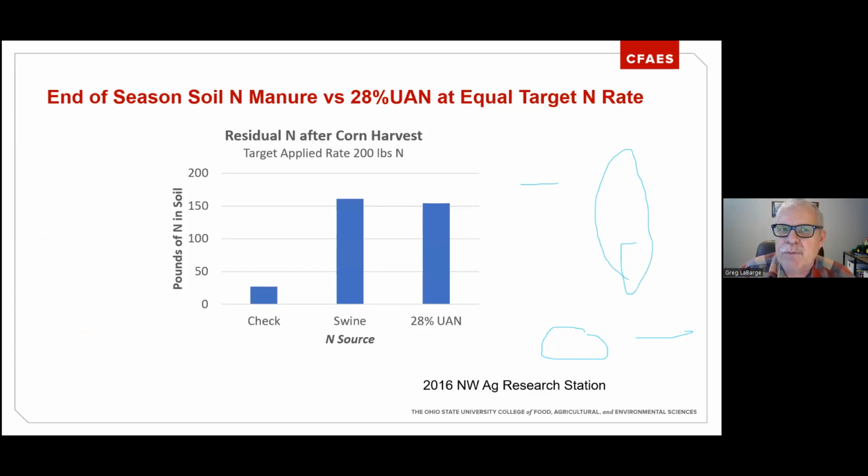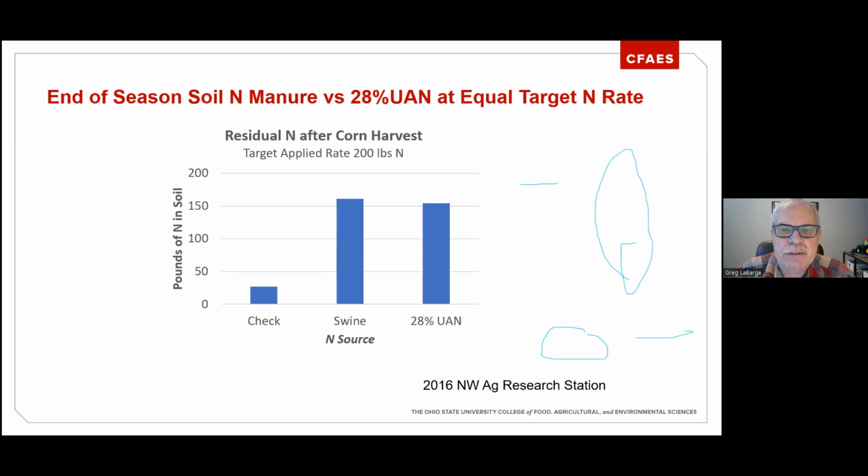Well, back up for 1 second and just talk about manure, because we get a lot of concerns about manure in our region. Particularly when we think about Lake Erie, we have a lot of attention given to our livestock organizations and livestock commodities. And when we ask whether manure is worse from the standpoint of nitrogen residual at the end of the year, here's a study from our Northwest branch where we used similar rates of manure and UAN for a target nitrogen rate of 200 pounds of nitrogen.